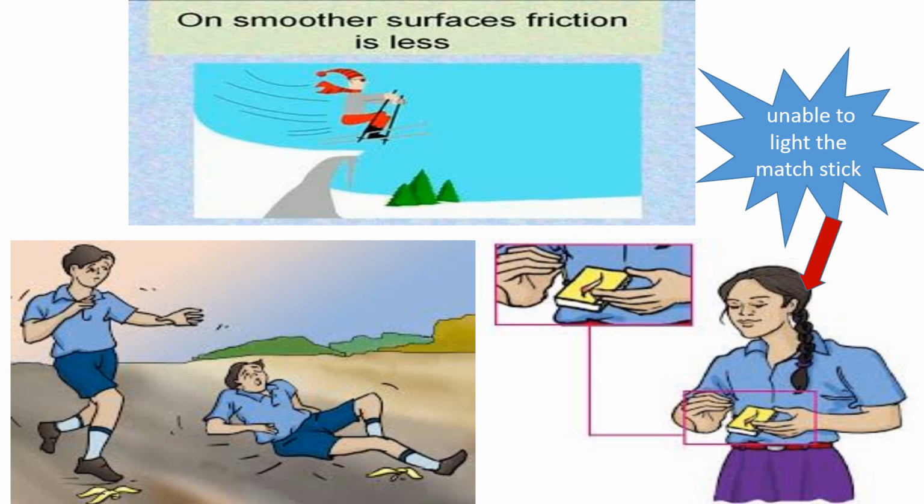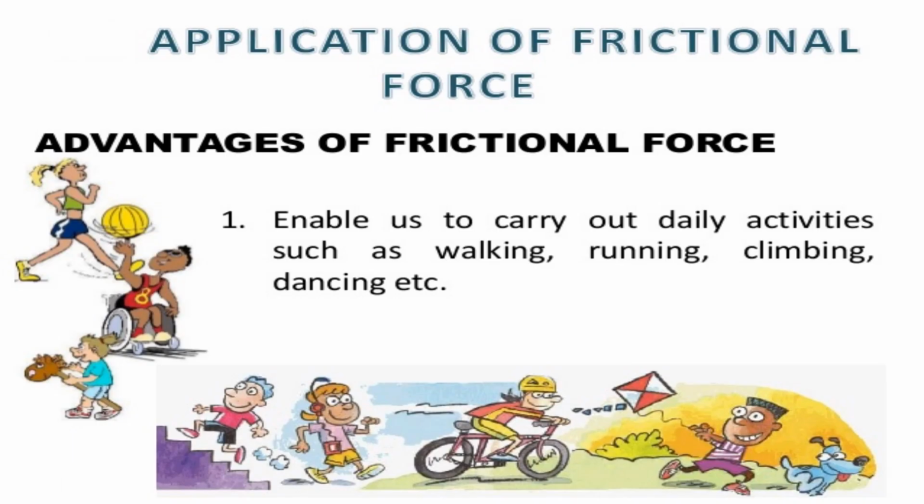Similarly, on the matchboxes in your house, on the two sides you can see some red color coating. When you touch them with your fingers, you can feel the roughness on the surface. It is because of this roughness that when you rub the matchstick against the matchbox, you are able to light up the matchstick. But if the surface is very smooth, will you be able to light the matchstick? No, it will not be possible. So friction has certain advantages.